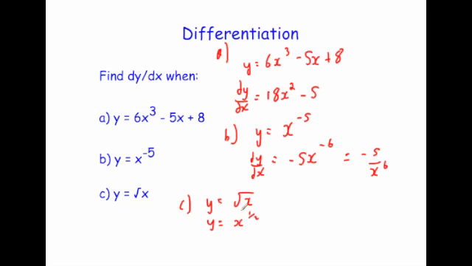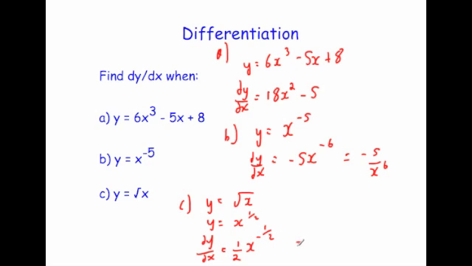Now let's differentiate this. So then dy by dx equals, bring the half down, so a half, and then x, and taking 1 away from the power, so a half take away 1 would be minus a half, like so. So the answer would be dy by dx equals a half x to the minus a half.